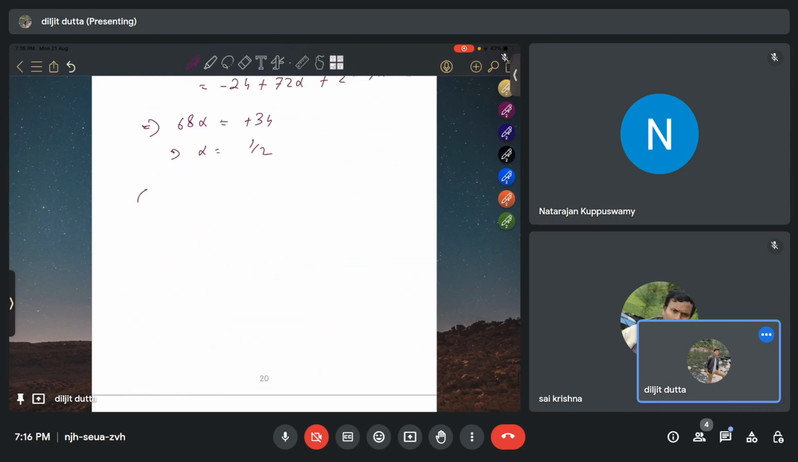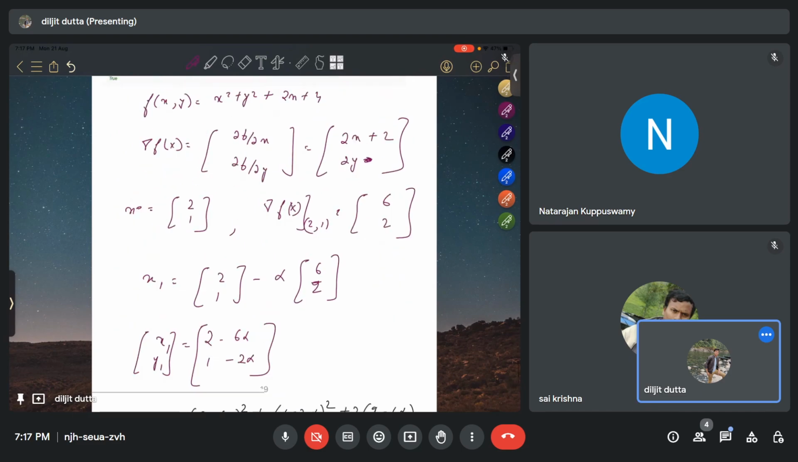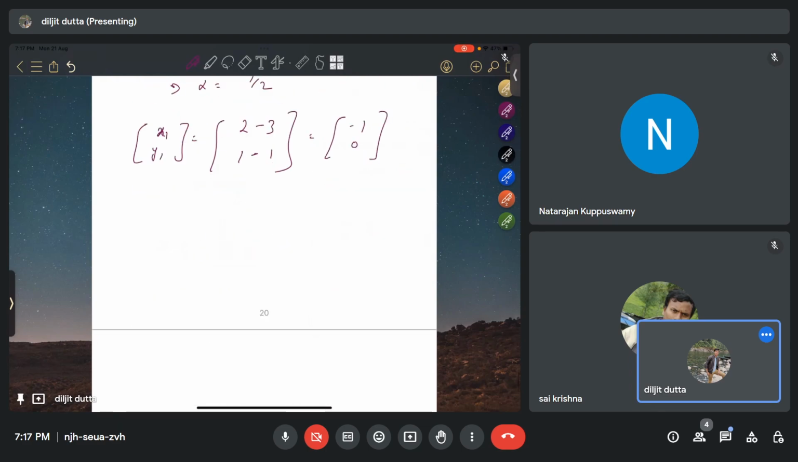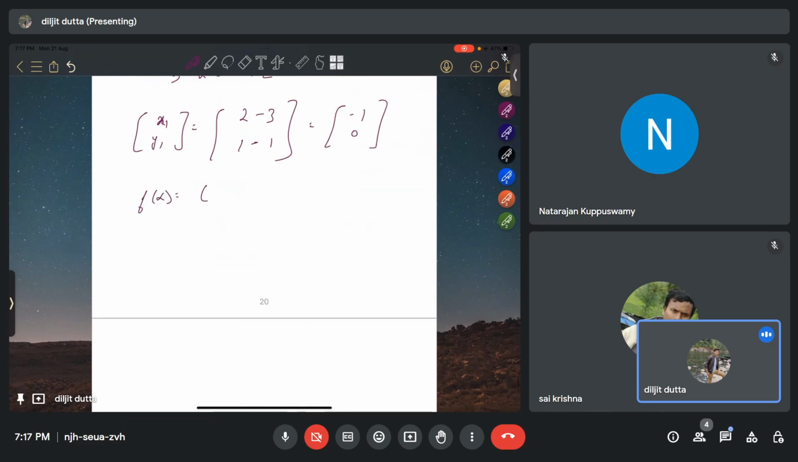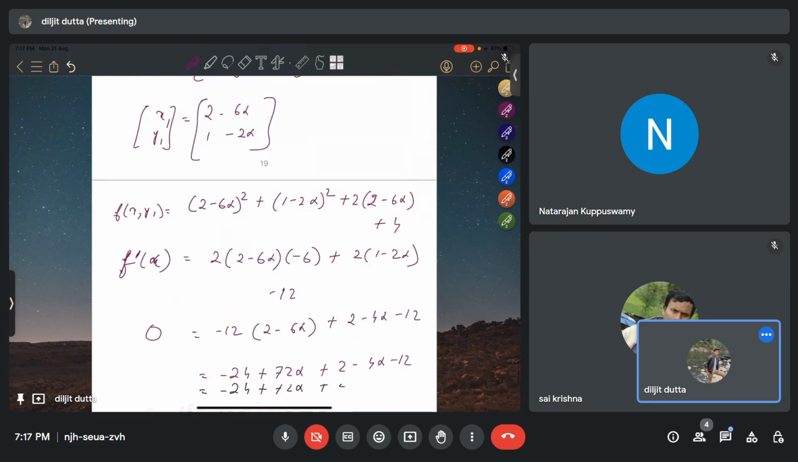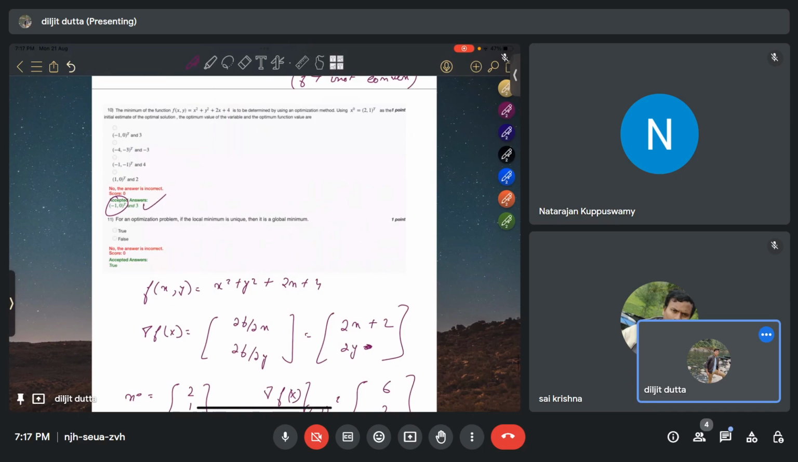So we'll get x1 and y1. 2 minus 3, 1 minus 1, I think. Will be minus 1 comma 0. So the function value will be minimum at minus 1 comma 0, and the value of the function is equal to minus 1 whole square plus 0 is 2 into minus 1 plus 4. 5 minus 2 is equal to 3. So it will be minus 1 comma 0 and 3. Okay, this is again by steepest descent method only.